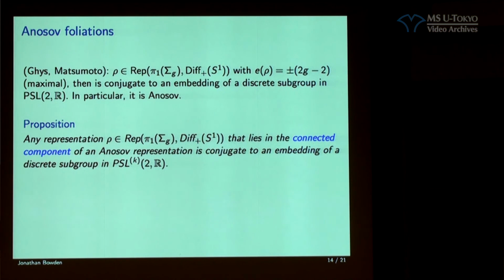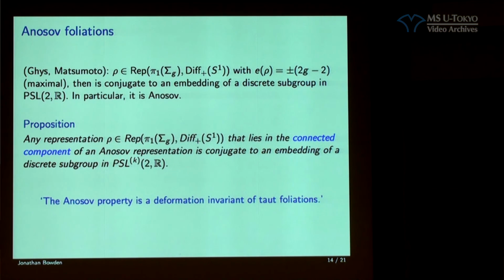stays Anosov. So if you look at it now, a connected component, not just path connected, the connected component of an Anosov representation contains only Anosov guys. In particular, it's conjugate smoothly to a discrete subgroup in this k-fold covering of PSL2R. So in particular, my rho 1 was non-injective, so it cannot be in this connected component even. So not just path, I'm going a bit more to claim that it's not even in the same connected component of this space.